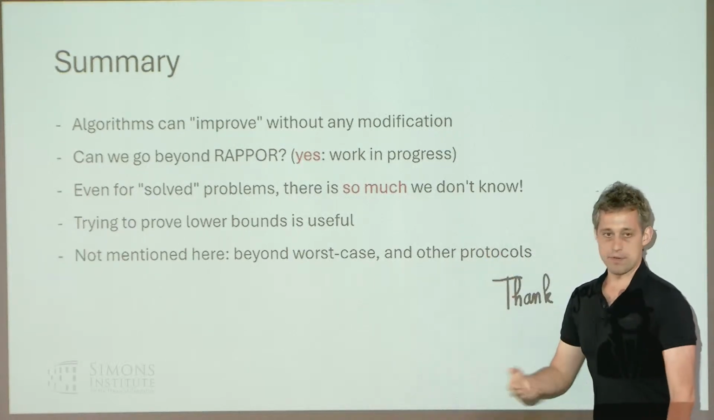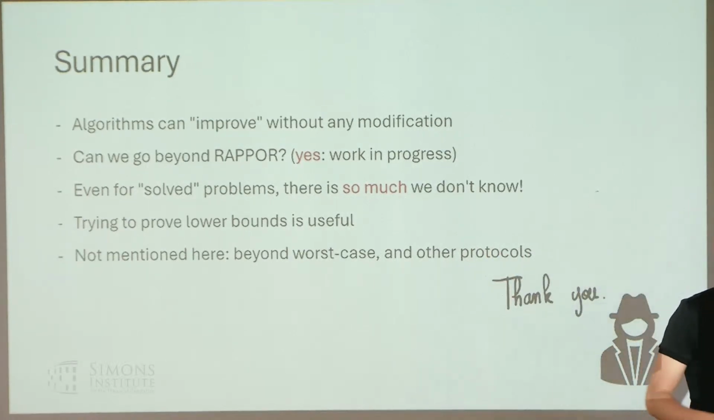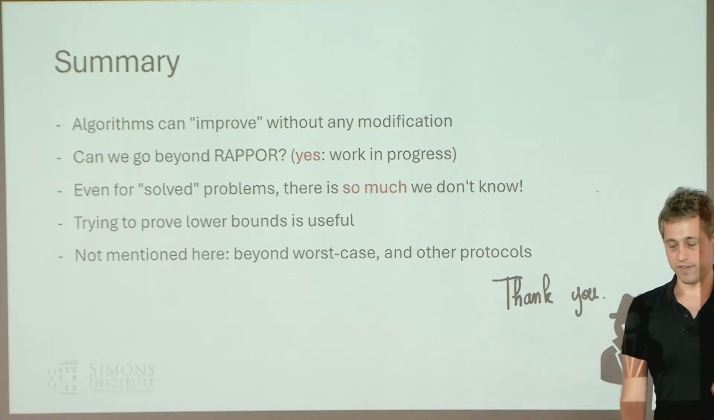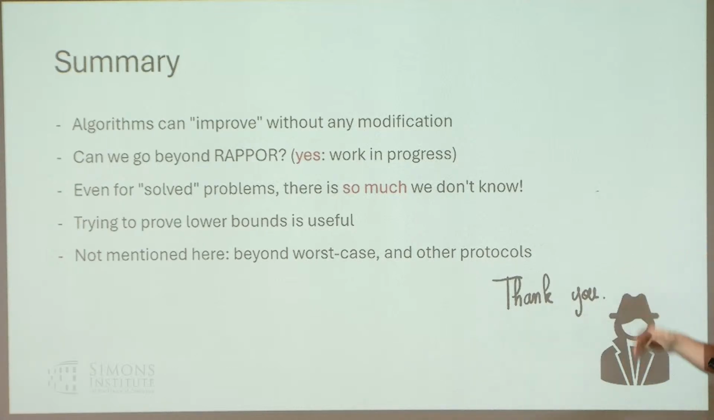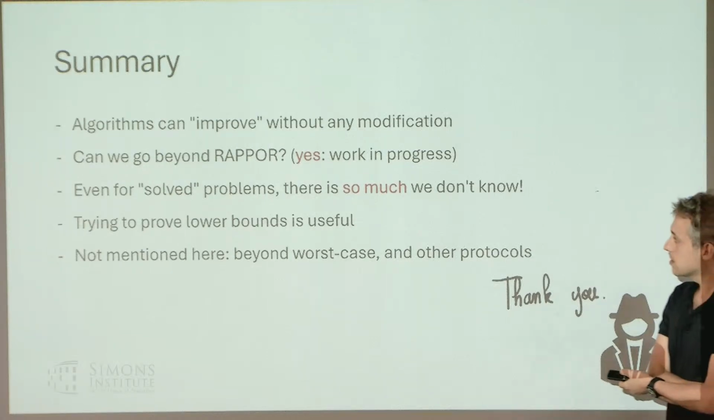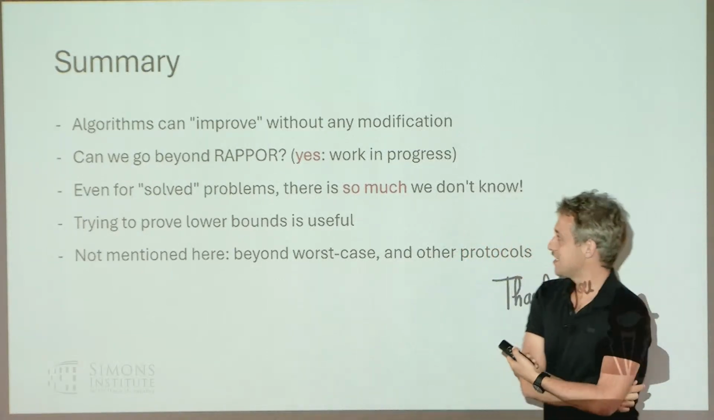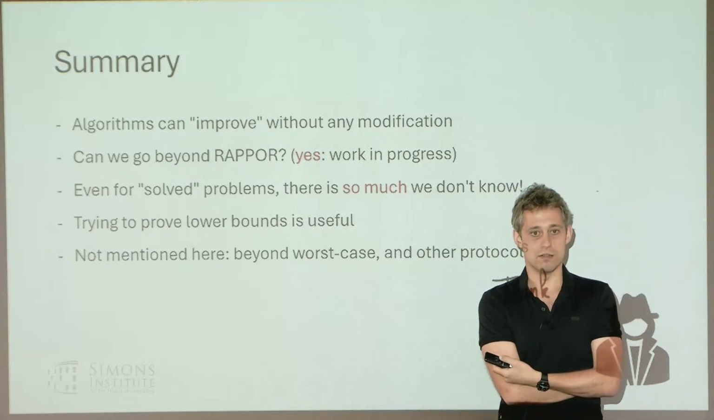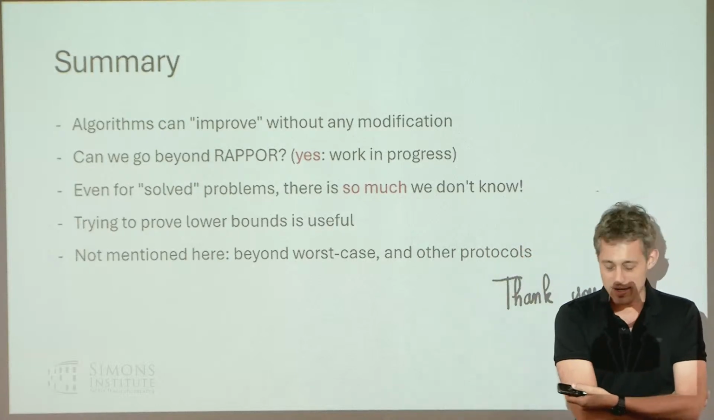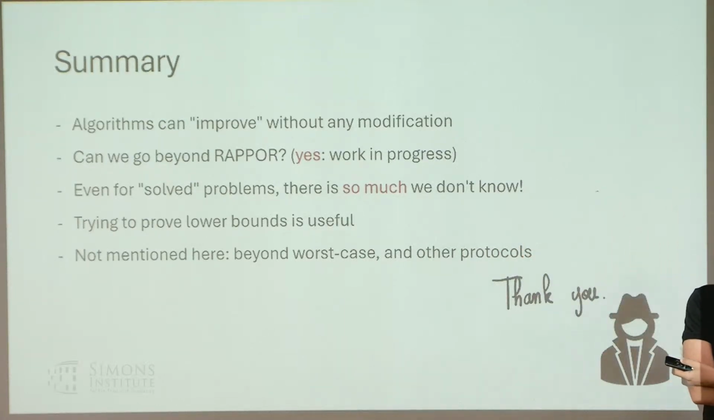Can we go beyond RAPPOR? Because RAPPOR is the one we analyzed with this technique, and that gives that better bound, but it's still very, very bad in terms of communication. You send k bits of communication, even though technically log k should be enough. So yes, there are other things that you can apply that framework to, and that's work in progress. Another one that I think is pretty uplifting is that even for solved problems, there is so much we don't know. Again, the optimal bound I gave for small epsilon has been known for 10 years.